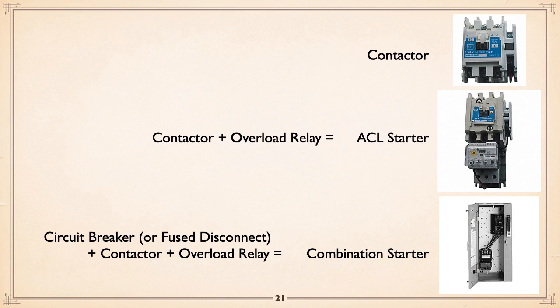Now, the next item, control. Basically, if you take a contactor and add an overload relay, which is the way it is usually done, put the two together, it becomes an ACL, an across the line starter. If we add the necessary overcurrent protection to that starter, in other words, we take the contactor and overload with a circuit breaker or fuse disconnect above it, that becomes a combination starter. It has the combination of contactor, overload, and overcurrent built into it.